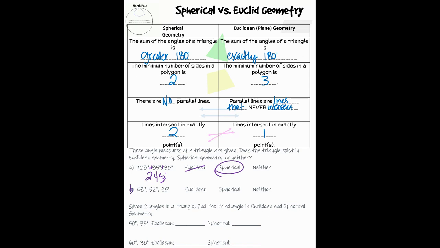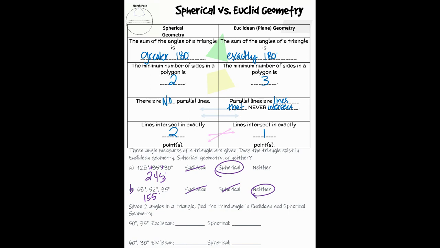This B, adding them up, is 150. Euclidean geometry has to be exactly 180, so not there. Spherical has to be greater than 180. That's not greater than 180, so it is neither.